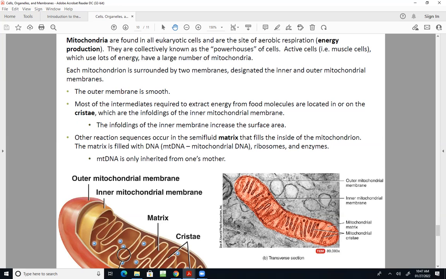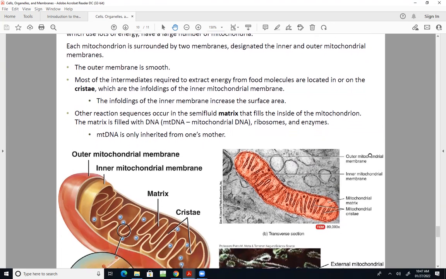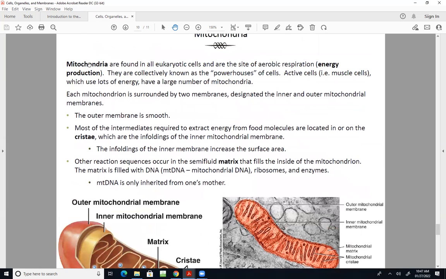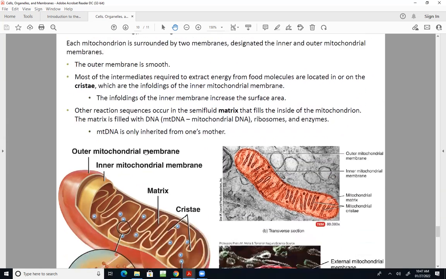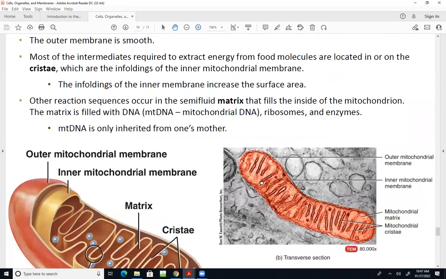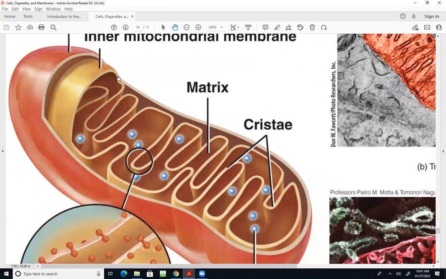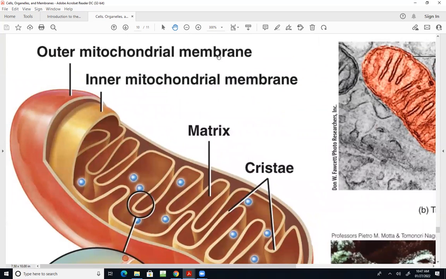The more active a cell is, as in our muscle cells, the more energy they require, and the more mitochondria they require. Now, the term mitochondria is plural; mitochondrion is singular. And like we've seen with several other organelles, they have a double membrane: the outer mitochondrial membrane, shown here in the darker, bloody orange color, and the lighter orange color shows you the inner mitochondrial membrane.